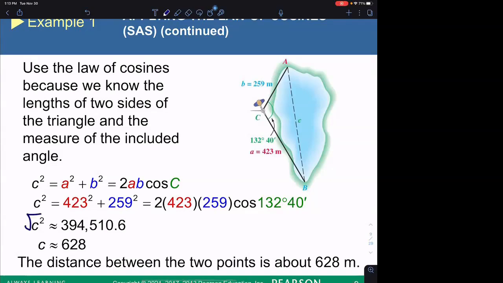So then again, you would square root your answer from that stuff up above. And then they got 628. And again, these were measured in meters. So this would be 628 meters to use the correct units as well. All right, so it looks pretty straightforward.